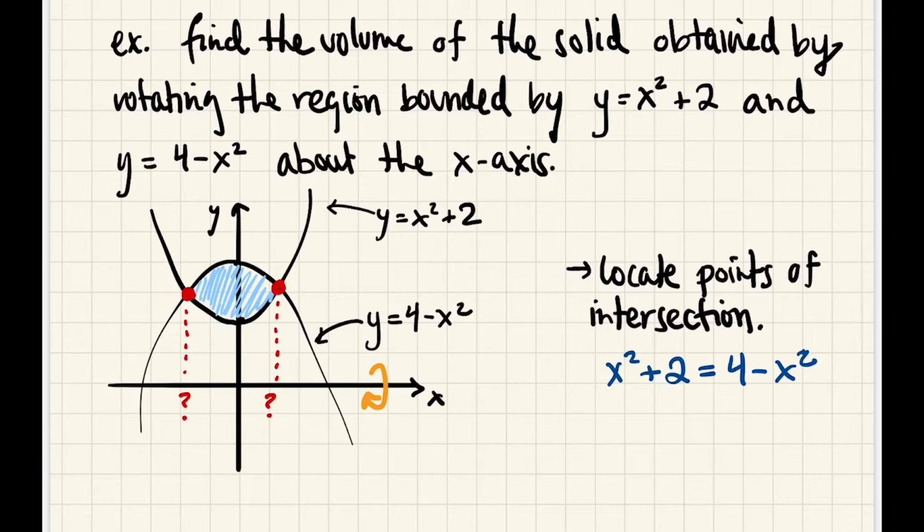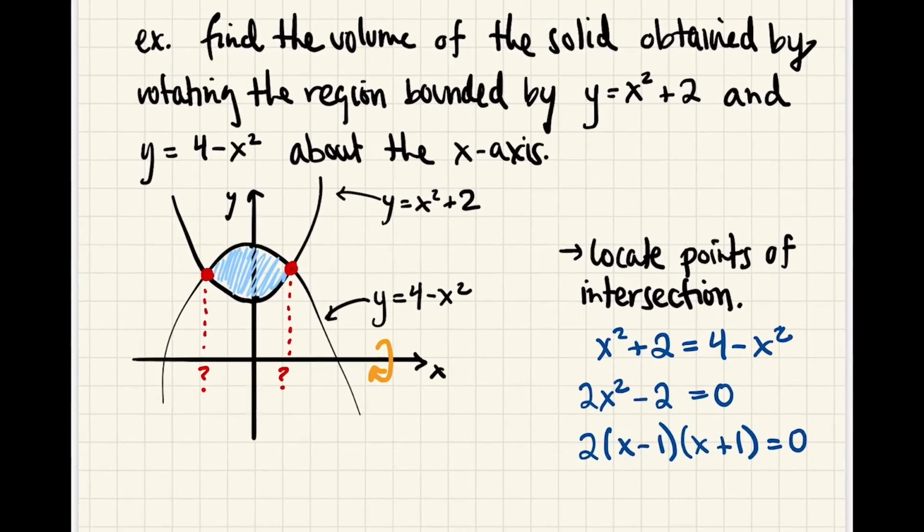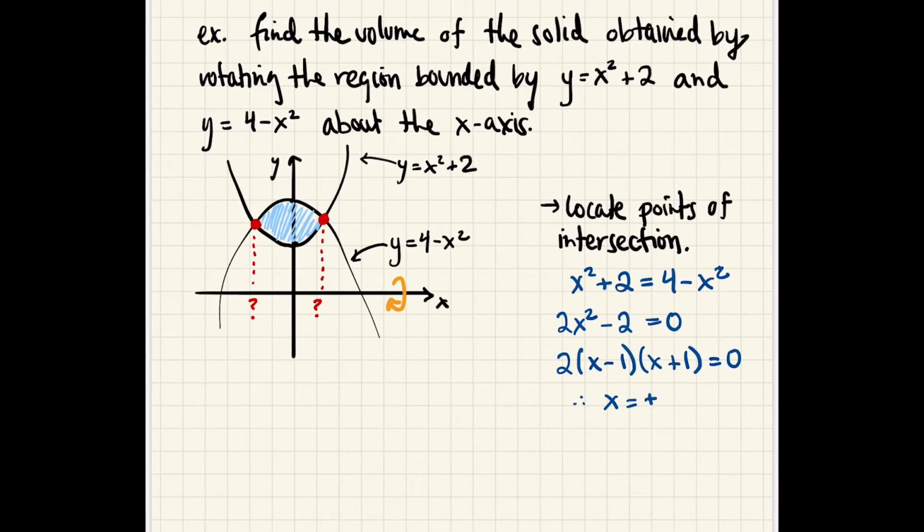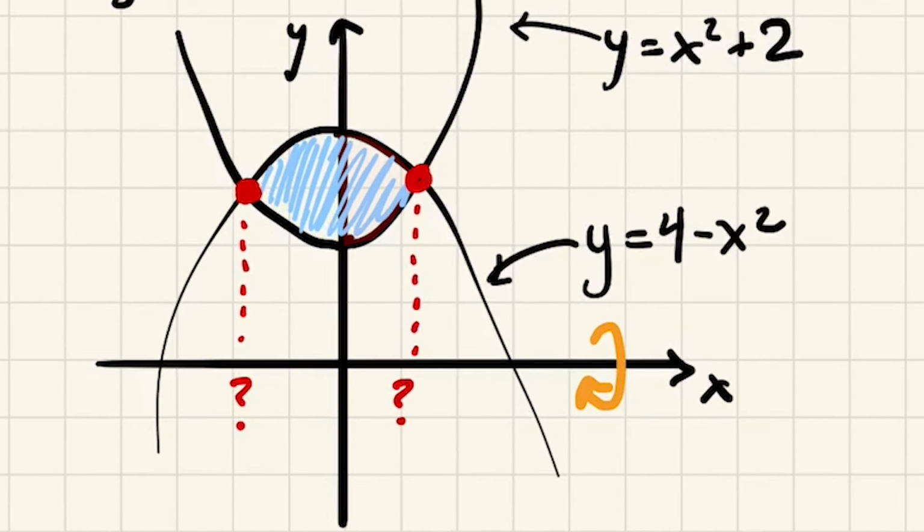So moving everything to one side, we have 2x squared minus 2 is equal to 0. And we can factor like that, showing us that x is equal to plus or minus 1 are those two bounds. So our integral will run from -1 to +1. You can also see that these are even functions, which means we could actually integrate just from 0 to 1 and rotate that around, which will give us half of the solid, but we'll just double our answer.